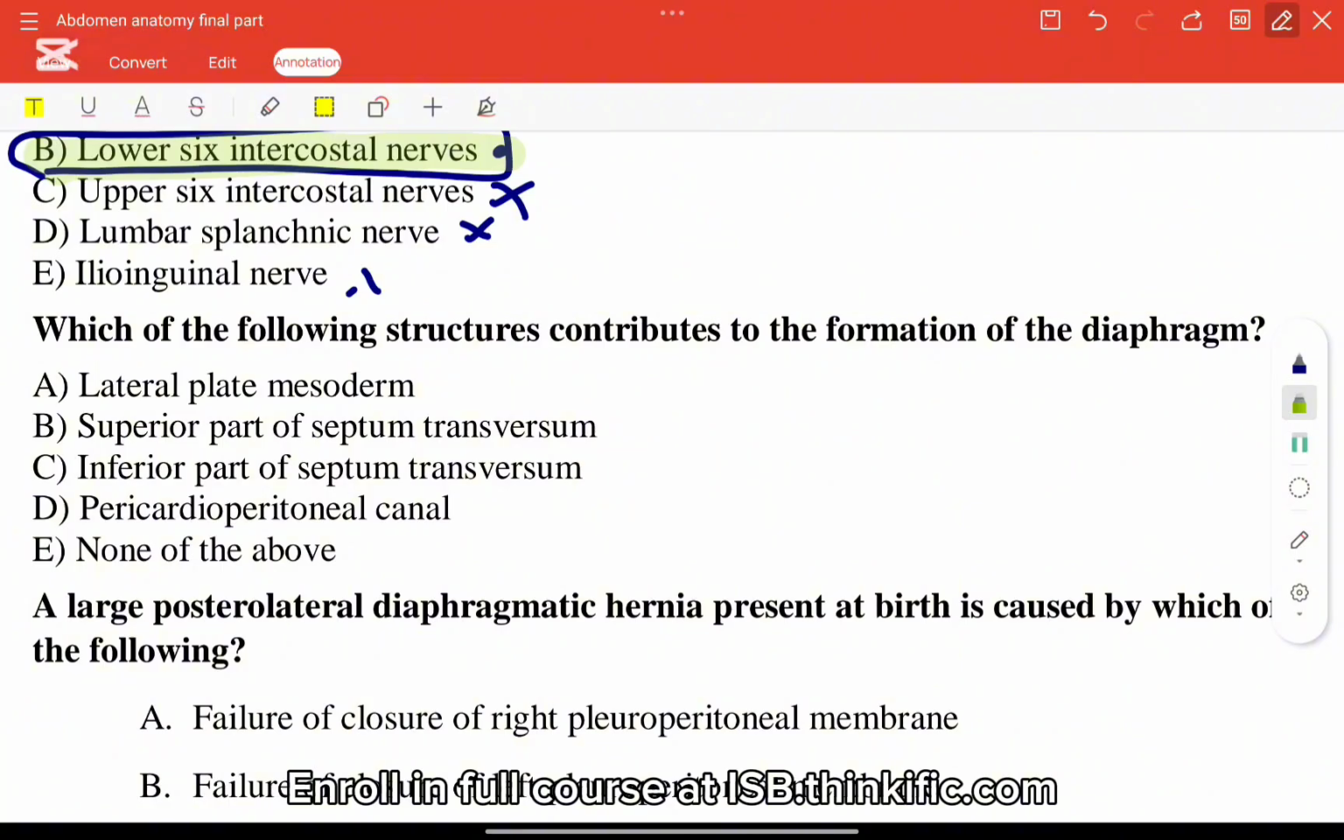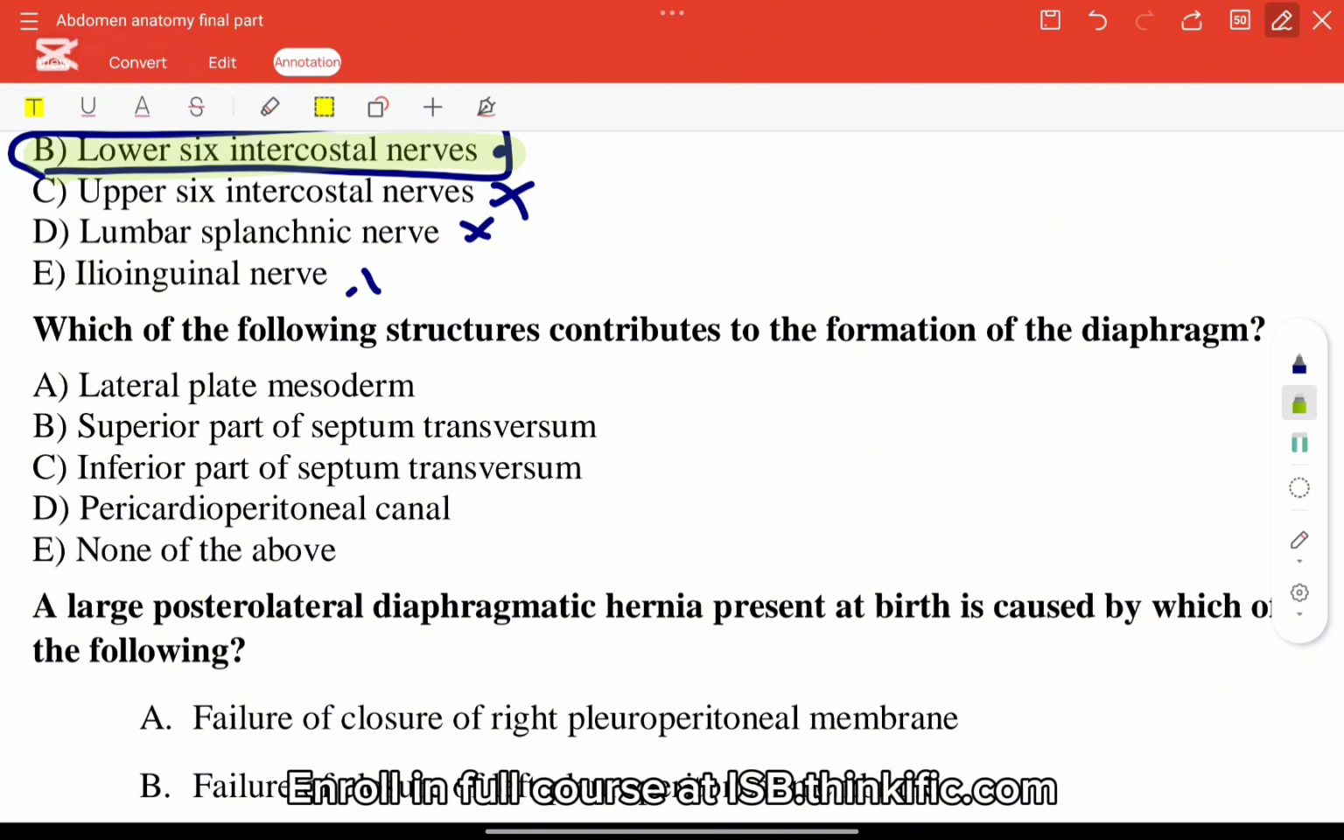Let's see another one. Which of the following structures contribute to the formation of the diaphragm? Lateral plate mesoderm? No. Superior part of septum transversum? Yeah. Inferior part of septum transversum? Pericardioperitoneal canal? The canal itself, no, but the membranes, yes. None of the above. So it's a difficult question.